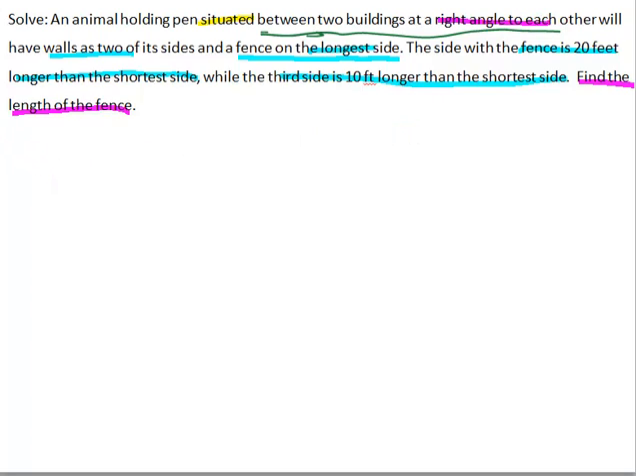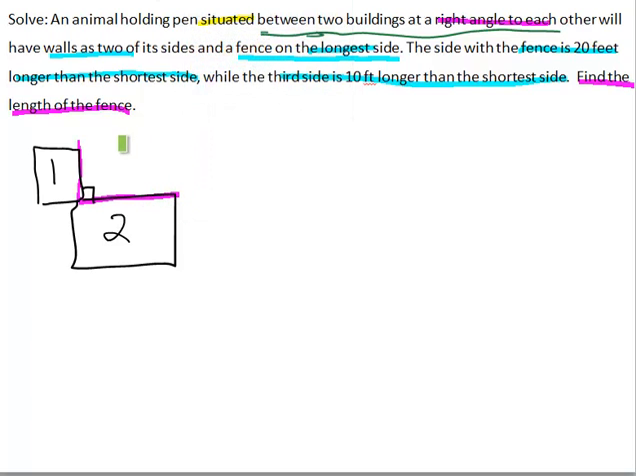Situated means it's placed between two buildings, and the two buildings are at a right angle to each other. So we know we've got that. So here's building number 1, and here's building number 2. And it says that between them is a right angle. Okay? Now, they also said that one of the walls of the building is part of the pen, and the other is part of the pen. And then they told us that the third side is a fence. Okay, so it's starting to come together.